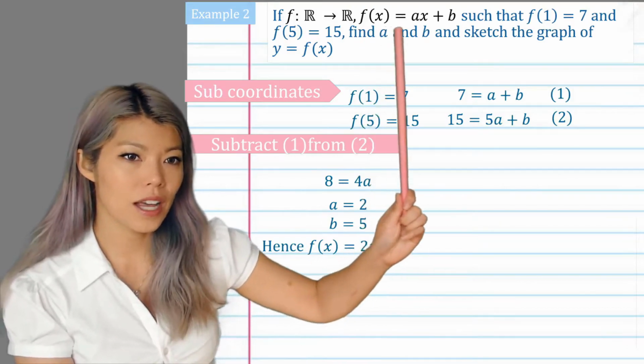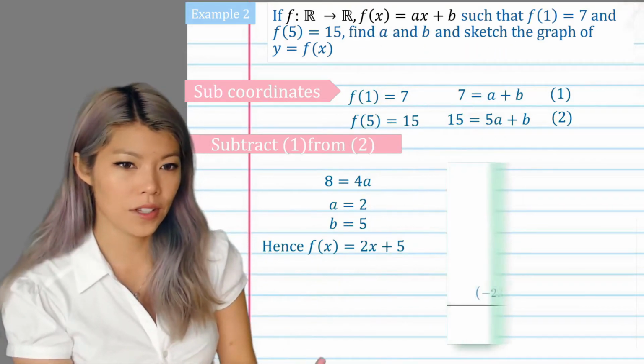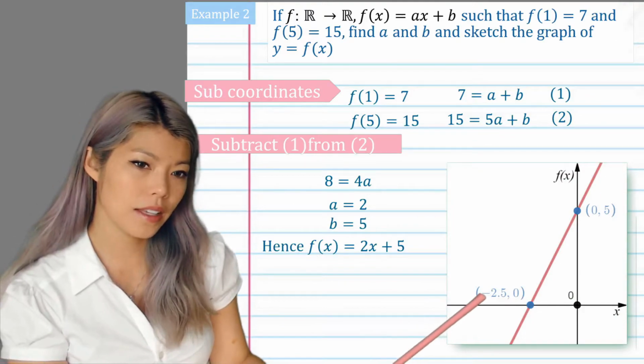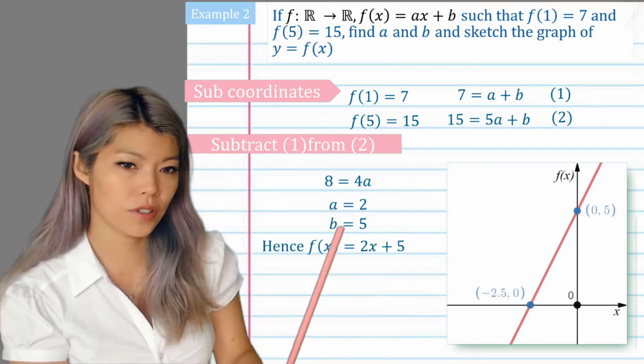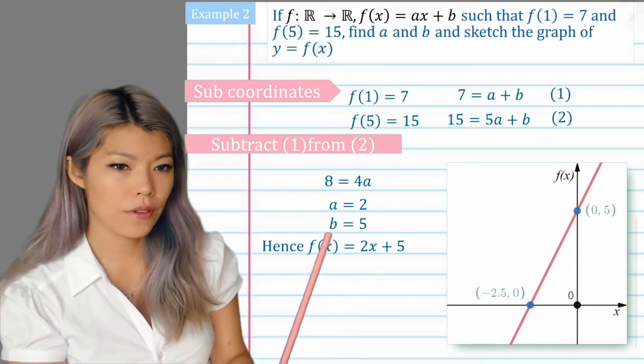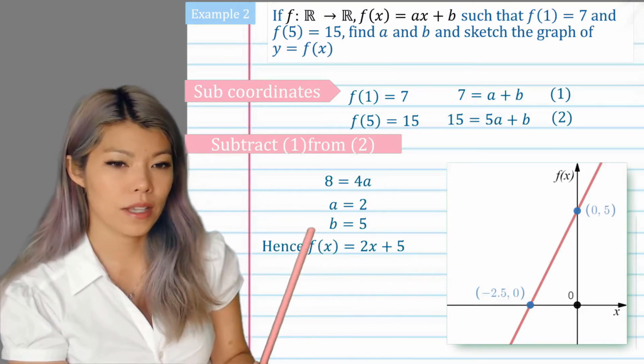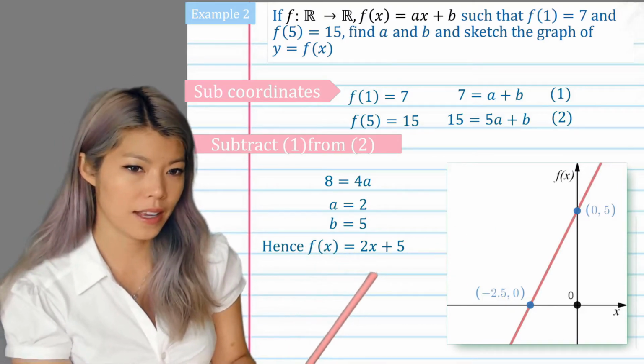What did the question ask us to do? Sketch the graph. So let's sketch that. And you know how to find intercepts. You would just sub in x equals 0 to find what f(x) is, and you will sub in f(x) equals 0 to find what x is.